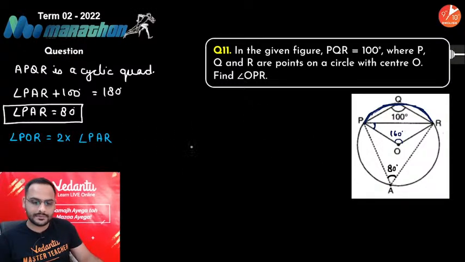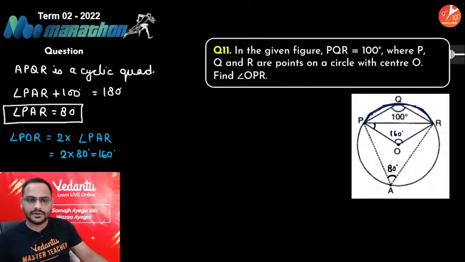Angle at the center is double of the angle at any other point on the remaining part of the circle. So 2 times 80 is equal to 160 degrees. Now look at triangle POR.